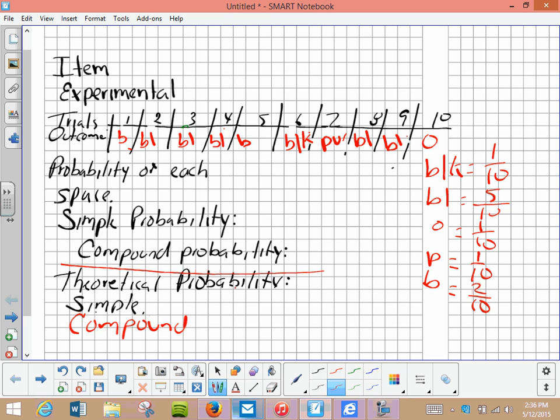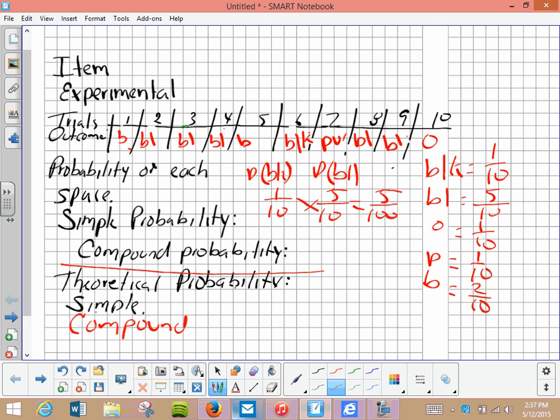Again, when I ask you these things, I'm basing it off of your trials, on whatever you got. If I ask you for a compound, that would be, what is the probability of getting black and blue? The probability of getting black is 1 out of 10, and blue is 5 out of 10. So you just multiply them. 5 out of 100. It's just 20, right? 20. So 20%.